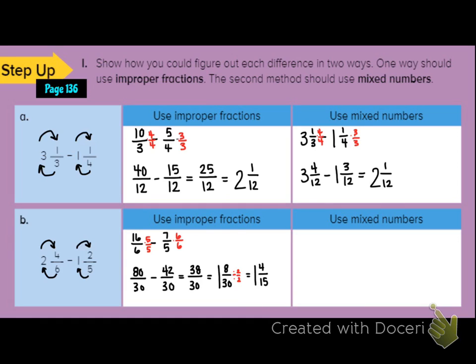Let's see how we did with mixed numbers. You had 2 and 4/6 minus 1 and 2/5. Keeping it the same, 2 and something over 30 minus 1 and something over 30. Multiply this by 5 over 5. I get 20 thirtieths. And multiply this by 6 over 6. And I get 12 thirtieths. When I take 2 minus 1, I get 1. 20 minus 12, I get 8 thirtieths again.